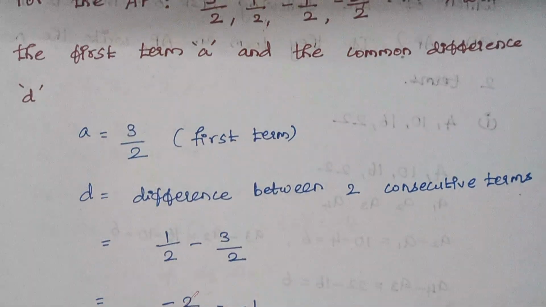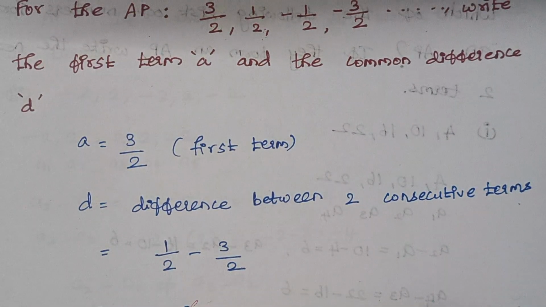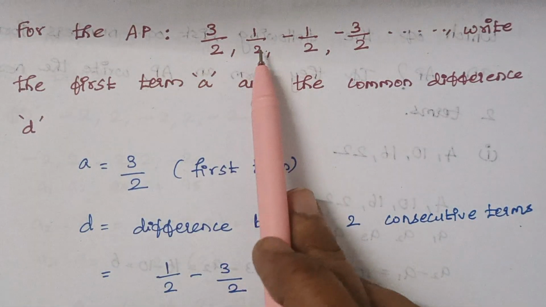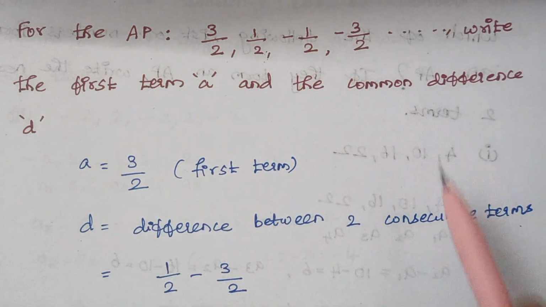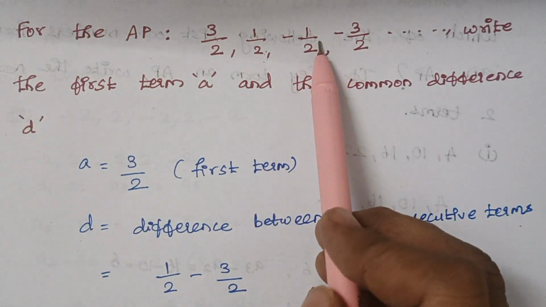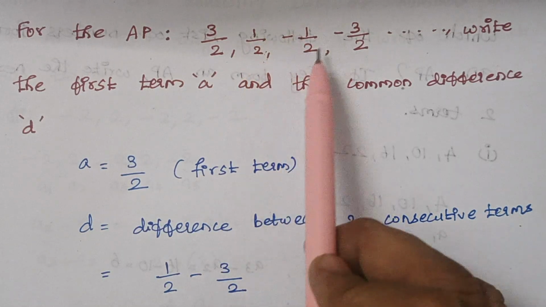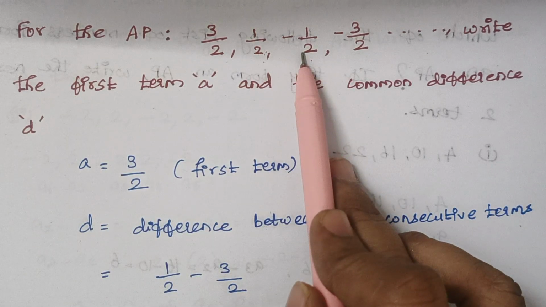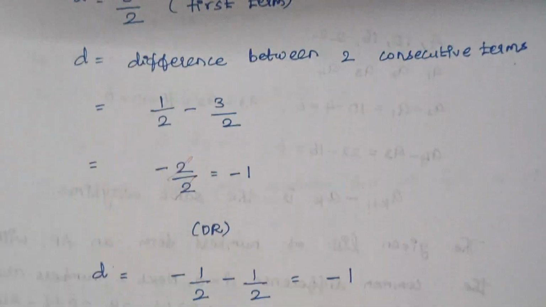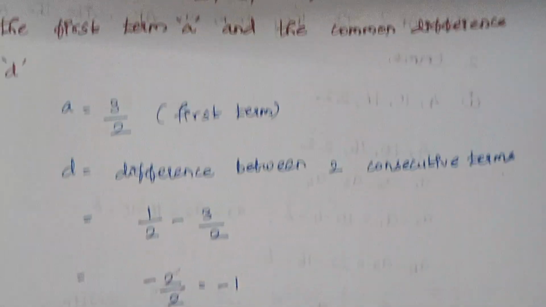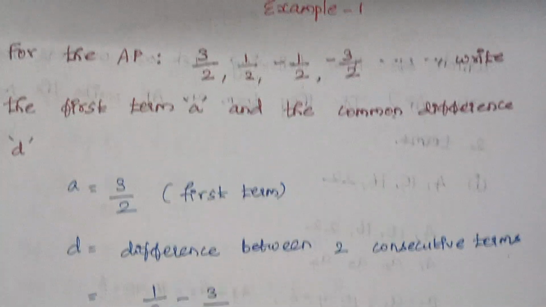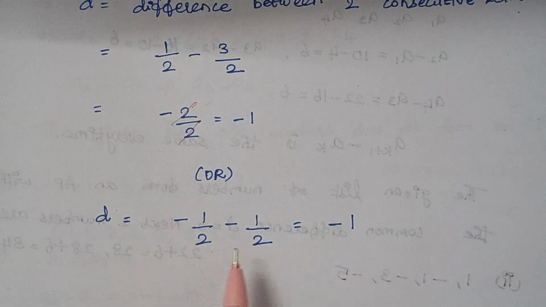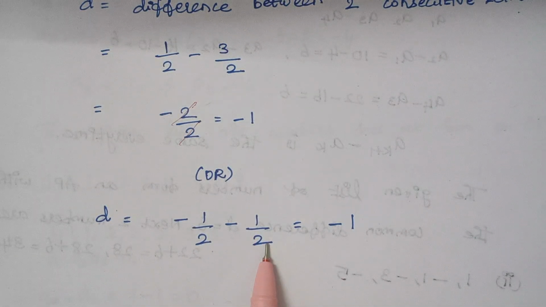Or else you can take any two terms, right? Just to show the value of D will remain the same, now I am taking the second term and third term. So what is the difference here? Now we are going to subtract this number from this number. Therefore, this is minus 1 by 2 and we are doing subtraction, right? Therefore, minus 1 by 2 and again minus of the second term, which is 1 by 2. So here I have written minus 1 by 2 minus 1 by 2. So half plus half becomes 1, right?